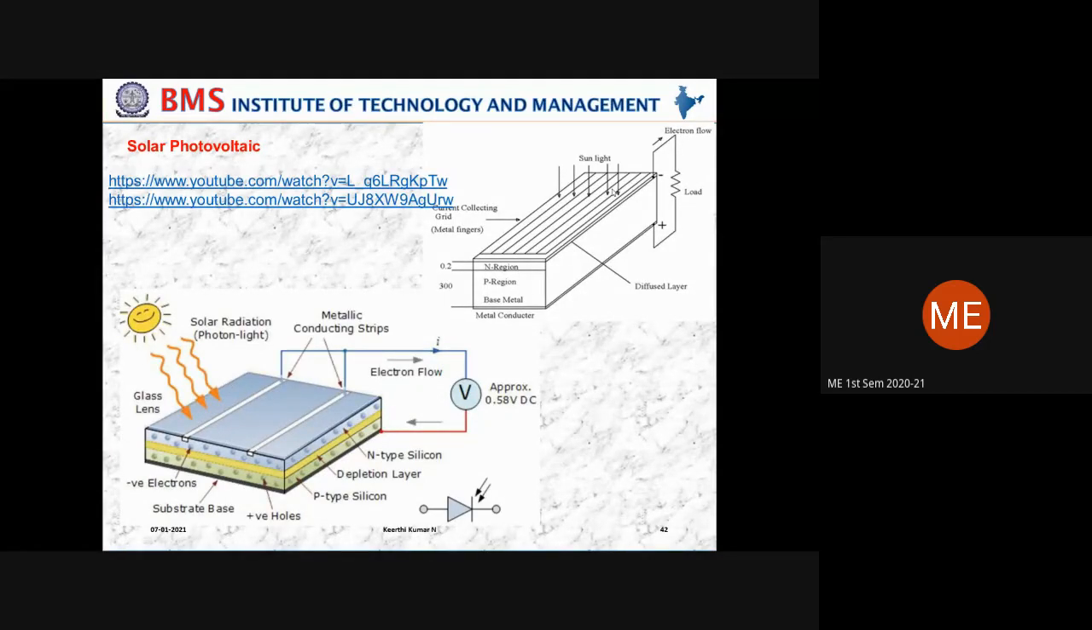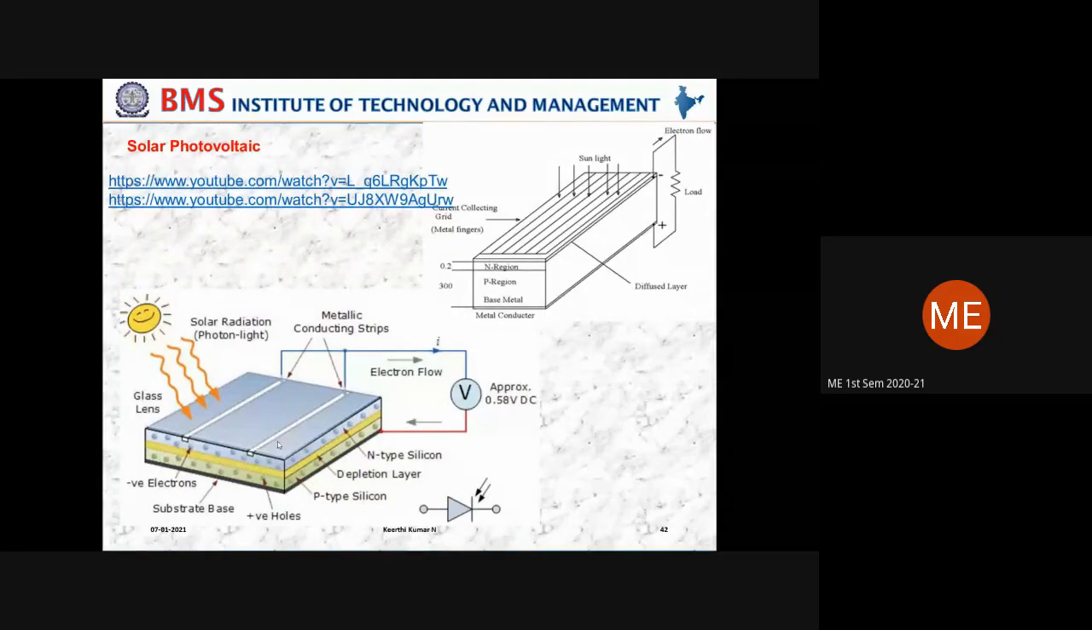Here the concept required in the exam is the thickness of the N region and the thickness of the P region. See the thickness, 0.2 and 300. You can say in millimeter, 0.2 mm and 300 mm. That is the thickness of the N and P regions, and how the electricity is generated. Both figures tell the same thing, but this is a line diagram and this is somewhat pictorial and colorful.